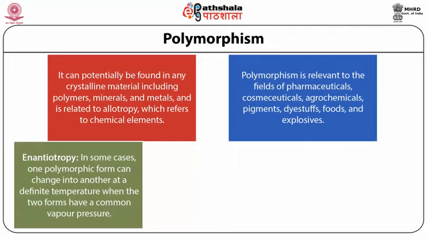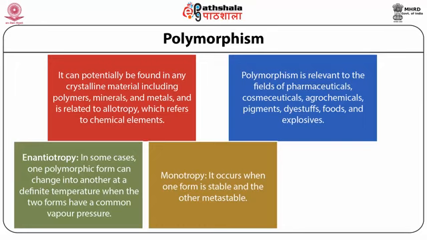Enantiotropy: in some cases, one polymorphic form can change into another at a definite temperature when the two forms have a common vapor pressure. This temperature is known as the transition temperature. One form is stable above this temperature and the other form is stable below it. When the change of one form to the other at the transition temperature is reversible, the phenomenon is called enantiotropy, and the polymorphic forms enantiotropes. For example, rhombic sulfur, that is alpha sulfur, on heating changes to monoclinic sulfur, that is beta sulfur, at 95.6 degrees Celsius, which is the transition temperature. Also, monoclinic sulfur on cooling again changes to rhombic sulfur at 95.6 degrees Celsius.